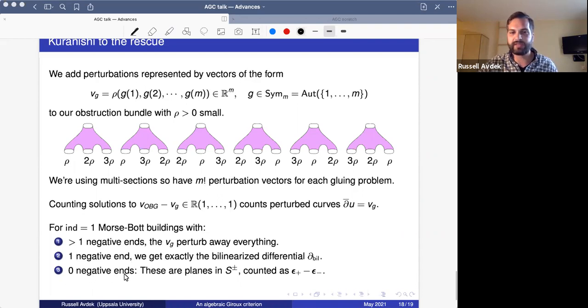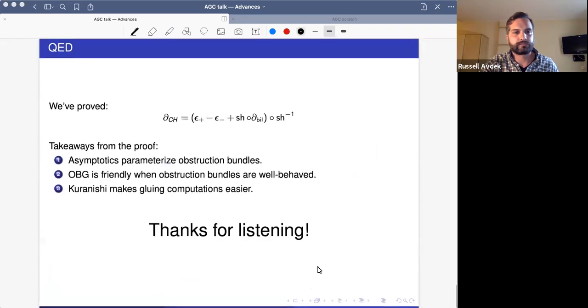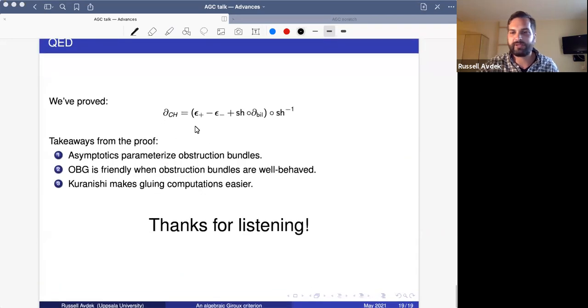And when we have no negative ends, the only things to count are just planes inside of the positive and negative regions. When we count those with signs, we get the augmentation on the positive side minus the augmentation on the negative side. And that completes the proof. So now we know exactly what the differential in our contact homology looks like. And then to go from this to the algebraic Schur criterion is just some not so difficult homological algebra.